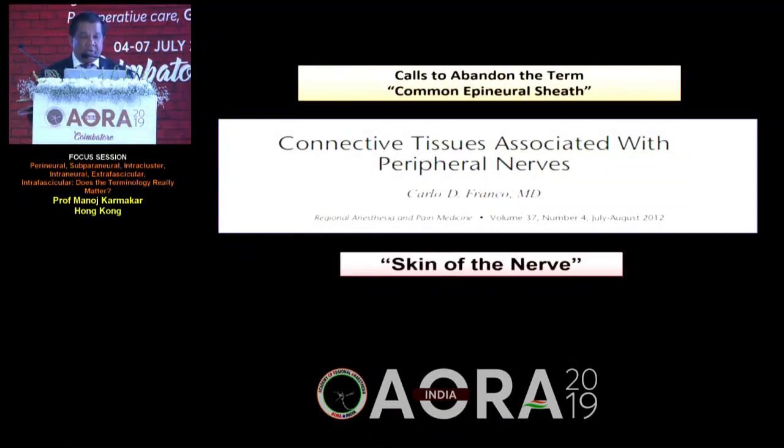I draw your attention to this wonderful article by Dr. Carlo Franco. It was an editorial following Dr. Andersen's work from Scandinavia, where he said, if you imagine the epineurium, which is the outer epineurium of the nerve, as the skin of the nerve, then anything inside that skin is an intraneural injection. Anything outside that skin of the nerve is an extraneural or a perineural injection.